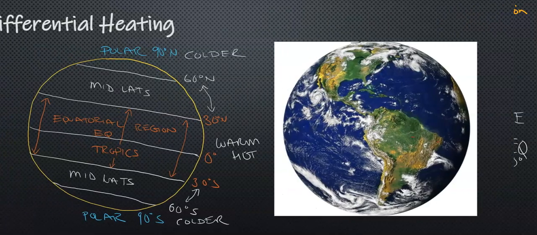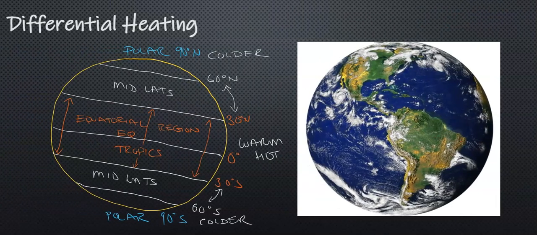So what we have here, because of the sun's radiation coming in and received by the Earth in a straight line, and the Earth's surface being curved, is that it's going to distribute the energy and the heat, so it creates this differential heating, whereby the tropics and the equatorial region are warm and hot versus the polar regions, which are generally colder.